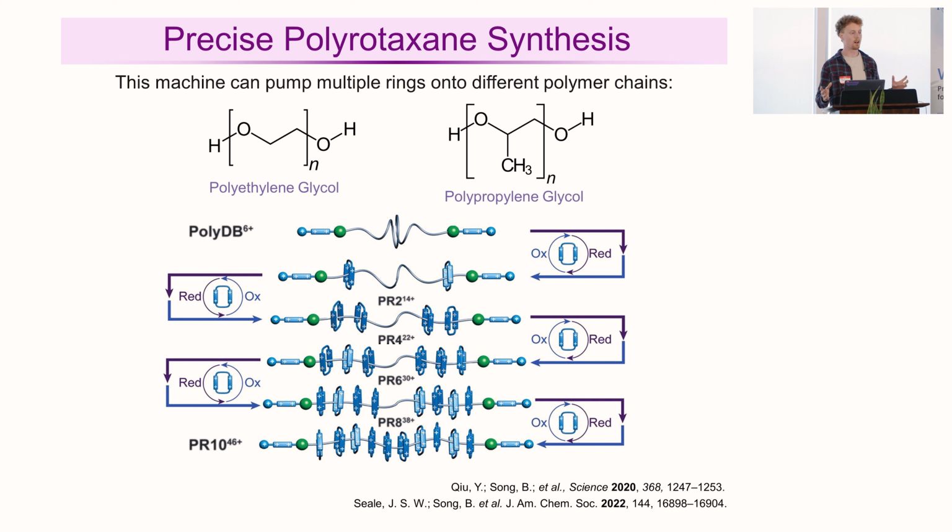And effectively, when you have a pump on either end of these linear polymers, you can perform these redox cycles to pump precise numbers of rings onto the polymer chain. So if you want the polyrotaxane with 2 rings, you perform 1 redox cycle in the system. If you want it with 10 rings, you perform 5 redox cycles.